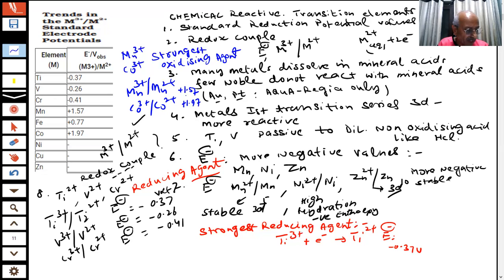So what we try to show you, student, is how these values are important for us. What values am I talking about? Standard reduction potential values will tell us about the reactivity of these elements. More negative value means more reactive. They are less reactive than which block elements? S block elements, because S block elements have more negative standard reduction potential. Yes or no?